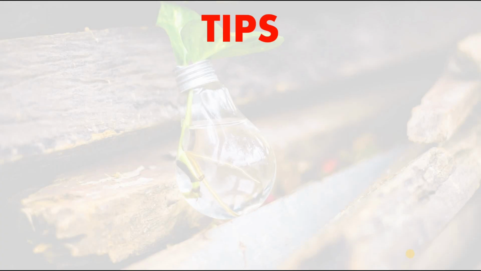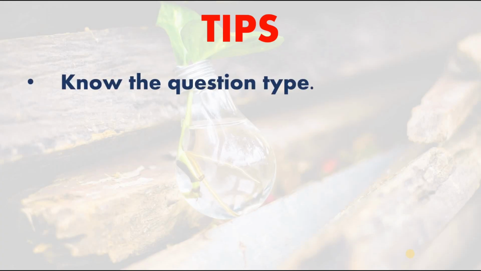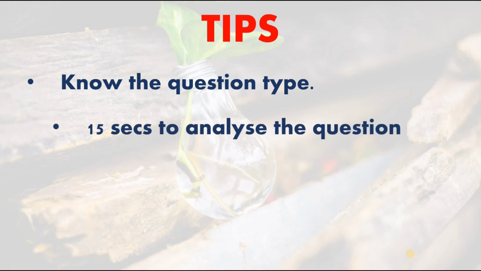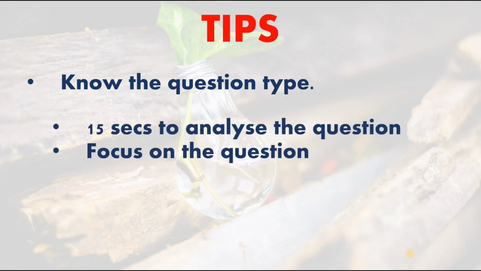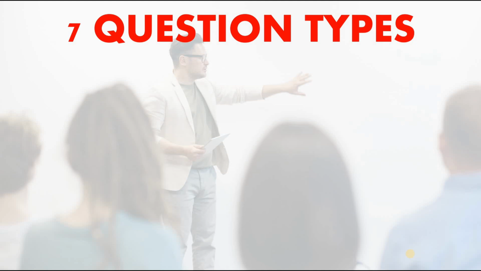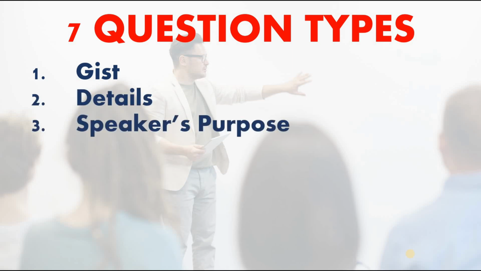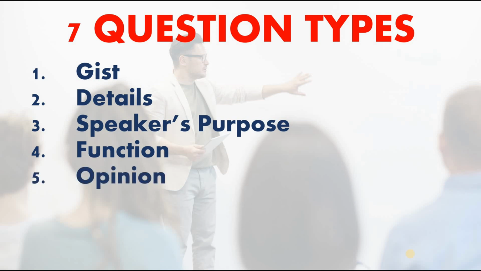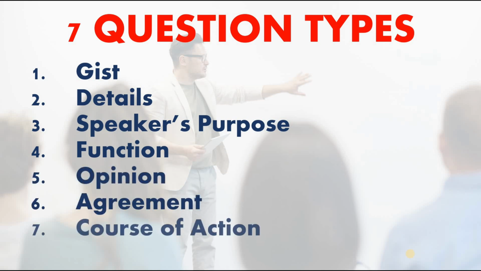And to the final tip, know the question type. So be sure to use the 15 seconds to analyze a question and be sure to focus on the question for the listening task and underline or encircle any keyword or keywords that will help you arrive at the right answer. We have 7 question types and they ask about the following: the gist or the summary, details or specifics, speaker's purpose, function, opinion, agreement, and course of action. Let's discuss them one by one.